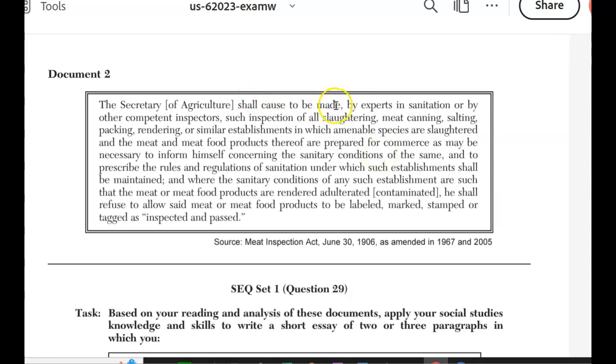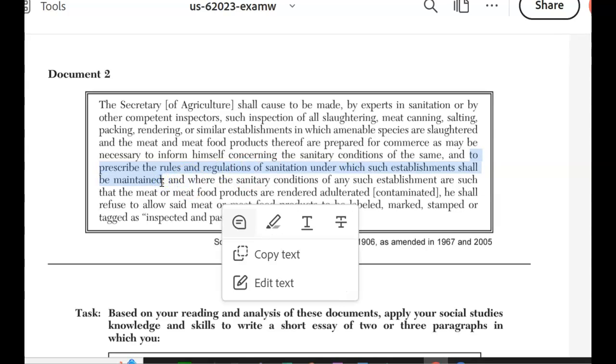So the Secretary of Agriculture is supposed to send inspectors in to check out these meat processing plants to inform himself about how sanitary they are, and then to prescribe the rules and regulations of sanitation under which such establishments shall be maintained. So the Secretary is supposed to inspect, and then he's supposed to go in and come up with rules to keep the places cleaner.